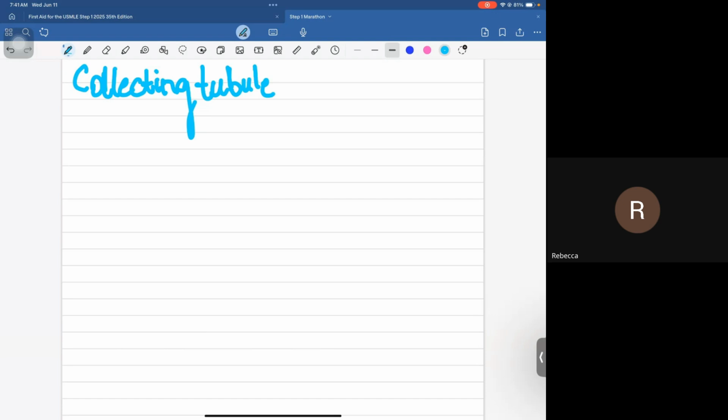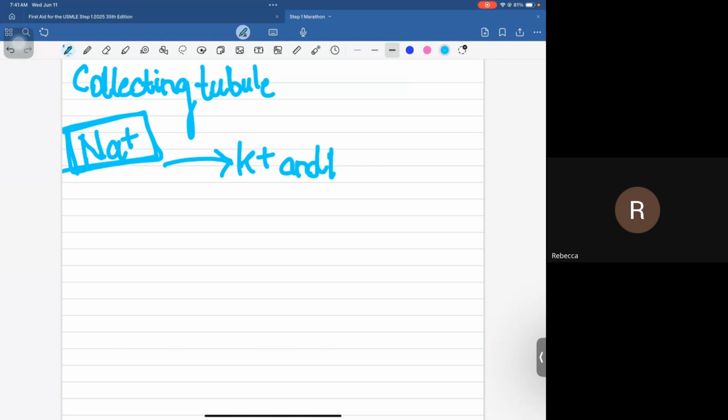Now, for the collecting tubule, the main thing that is absorbed here is sodium. So the collecting tubule is the main point that regulates sodium. Here the sodium is absorbed in exchange for two things: one is potassium, another is hydrogen. And this is regulated by aldosterone. So if someone asks you where aldosterone acts in the kidney, the main point is going to be the collecting tubules.